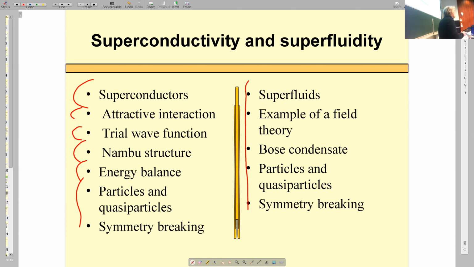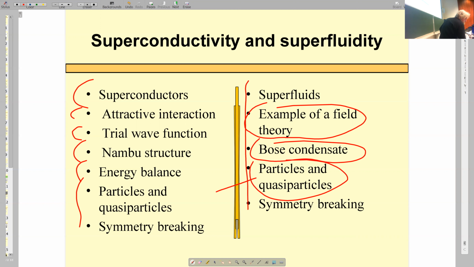Then the second part, or perhaps a part of the second part, is a shorter piece. I will talk about superfluidity, a phenomenon which has some similarity to superconductivity, but is yet different. Roughly, superconductivity is about fermions, and superfluidity is about bosons. For a change, just to expand our overview, we will treat superfluidity with a different method. We will treat it as an example of field theory. We will talk about Bose condensates, and we will find quite some similarities between particles and quasi-particles for superconductors and superfluids. That's the plan of the lesson.